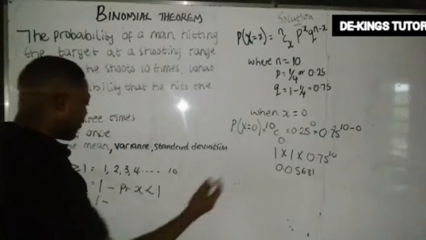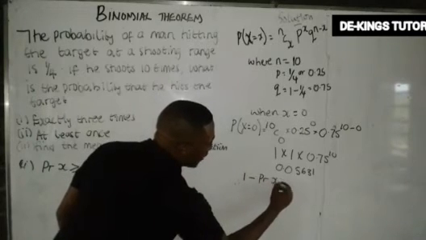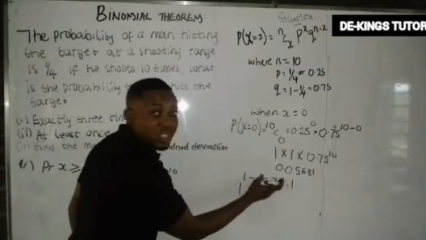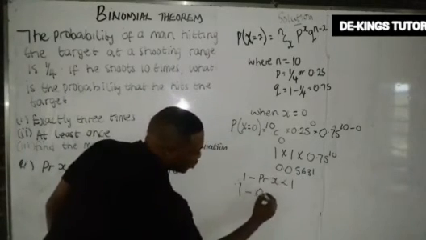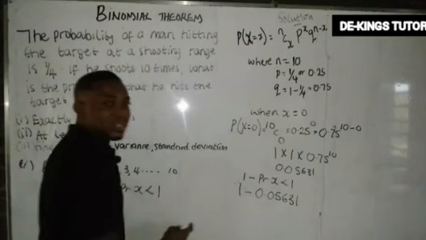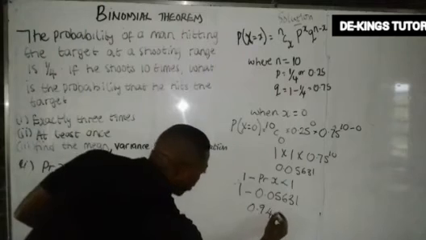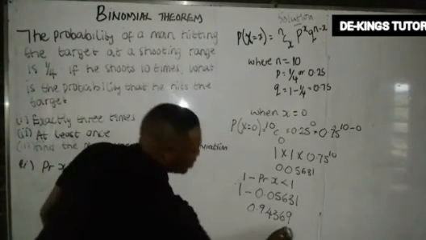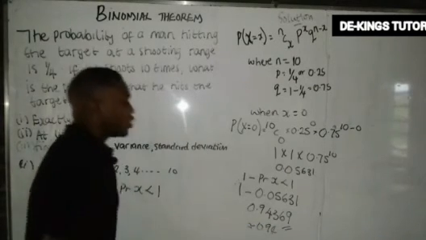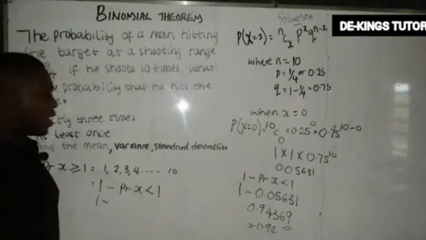Okay, now from there, we are not done. So if I say 1 minus the probability of x less than 1, it is now 1 minus the probability of x equals 0, which is the one we have calculated, 0.05631. So 1 minus 0.05631 will now give me, using my calculator, 0.94369. That is the answer, approximately 0.94. So this is the answer when x is greater than or equal to 1. Now we'll solve for the other.